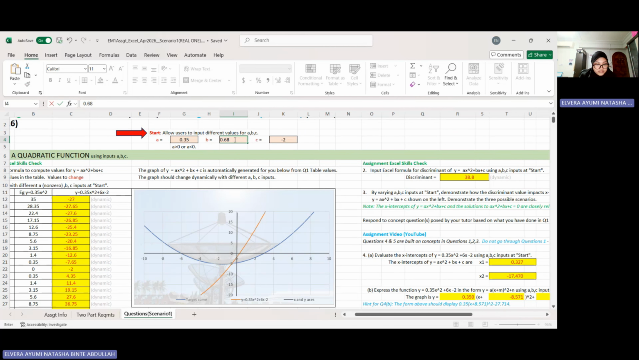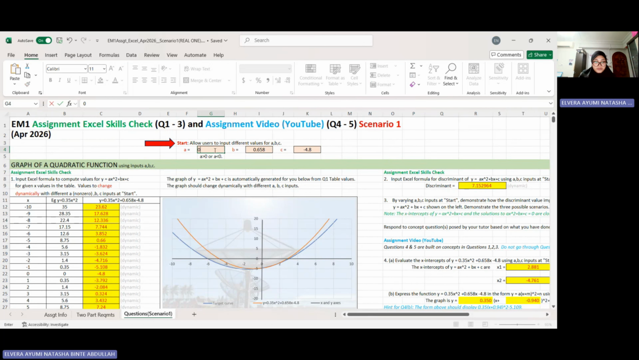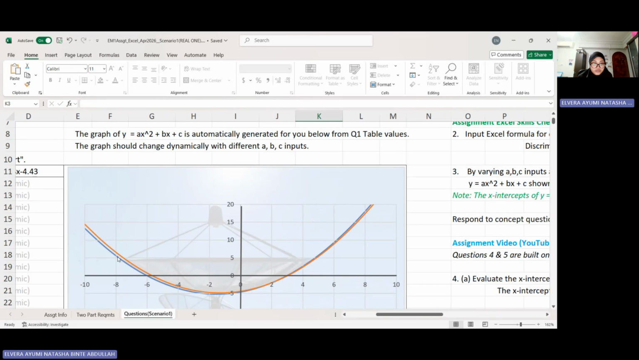0.350 and B 658. C is negative 4.80. Second example, A 0.257, B 0.680, C as negative 4.430. Close to the blue curve.